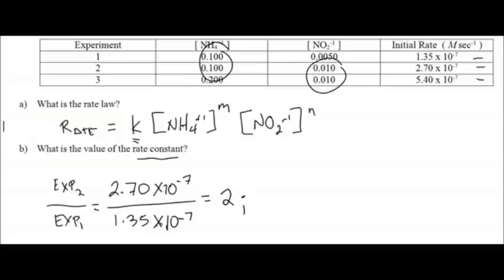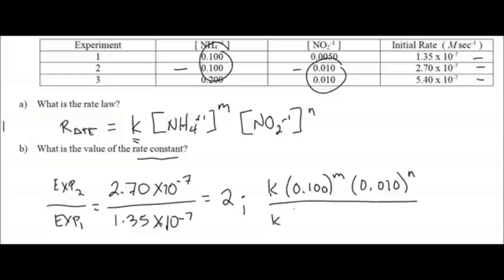Alright, now once we know that experiment 2 is twice as fast, I want to find out what the orders are. So I'm going to plug in the values for experiment 2. I'm going to look at the concentration for the ammonium and the nitrite. And again, we plug in everything from our rate law, which is here. So I'm going to have my K, which I don't know yet, I'm going to calculate it, times the concentration of the ammonium, and I don't know what my order is yet, times the concentration of my nitrite, which I also don't know the order for yet, all over K, the constant, times what the concentrations are in experiment 1.